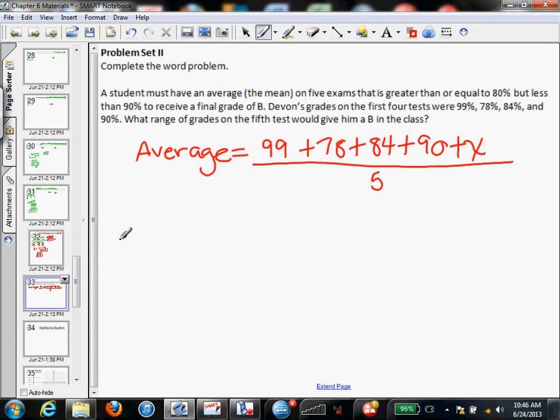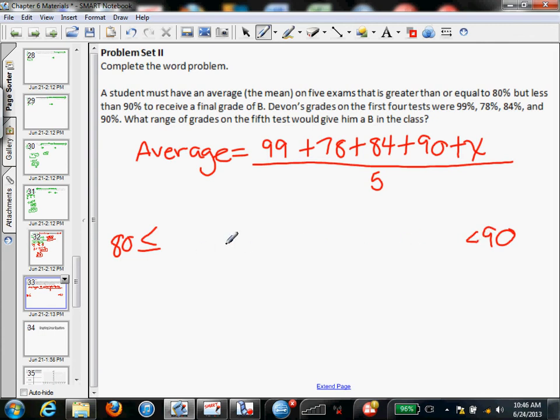Okay, and he wants to have a B. So he has to have somewhere between an 80 and a 90 to make in that range. And he has to make greater than or equal to. He has to at least make an 80, so he has that equal to. And that includes the 80. It can be anything greater than the 80. And for the 90, he wants to make something that's about an 89.4. So it cannot include the 90, but it has to be less than the 90.